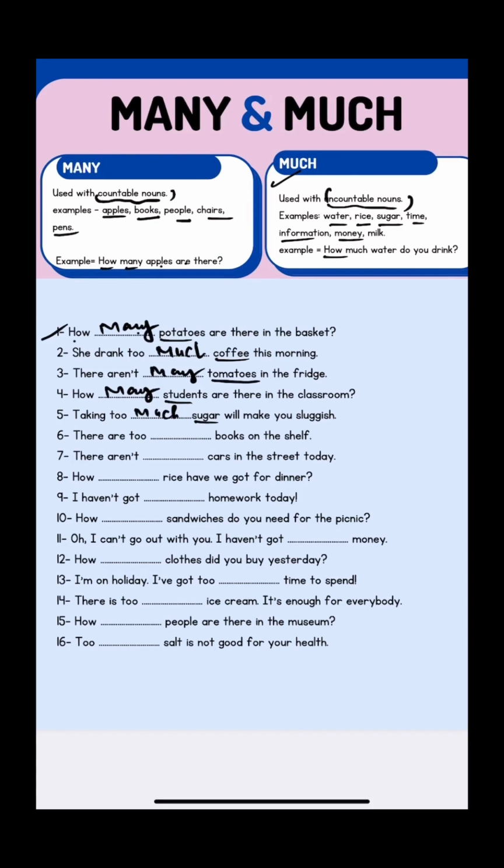There are 2 dash books on the shelf. Books are countable. Answer is many. There aren't dash cars in the street today. Cars are countable, so the answer is many. How dash rice have we got for dinner? Rice is uncountable. Answer is much.